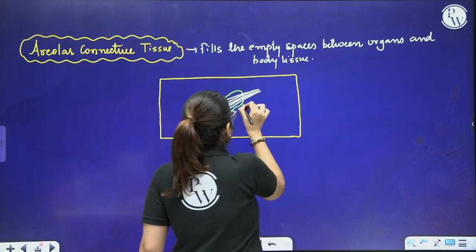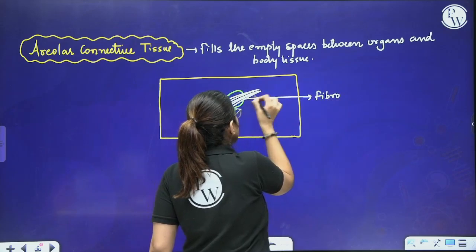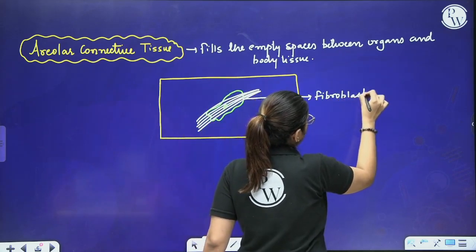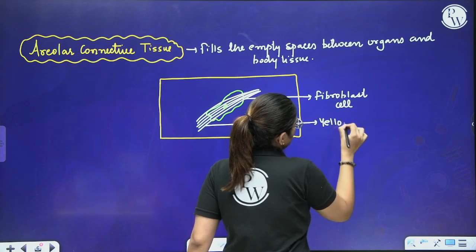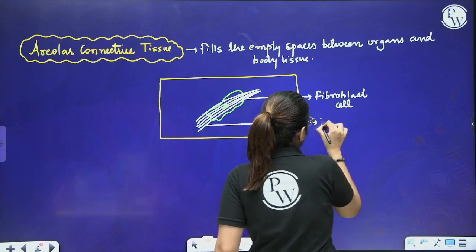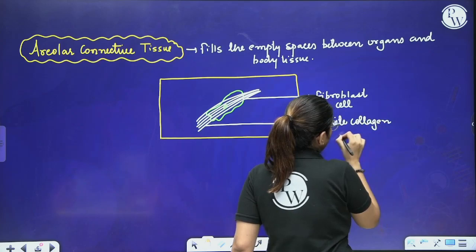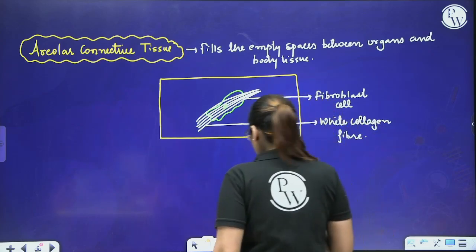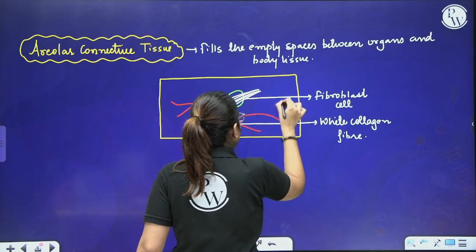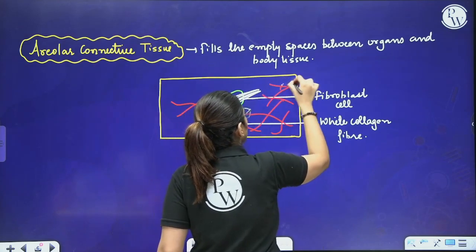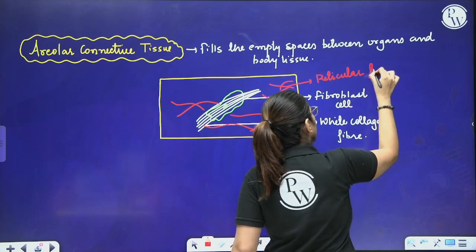So let's label simultaneously. This is one fibroblast cell, right? And it forms the white collagen fiber. White collagen fiber will also be there. Other than that, you will find some reticular fiber. This red color which I'm making right now, these are the reticular fibers. Reticular fiber will also be there.